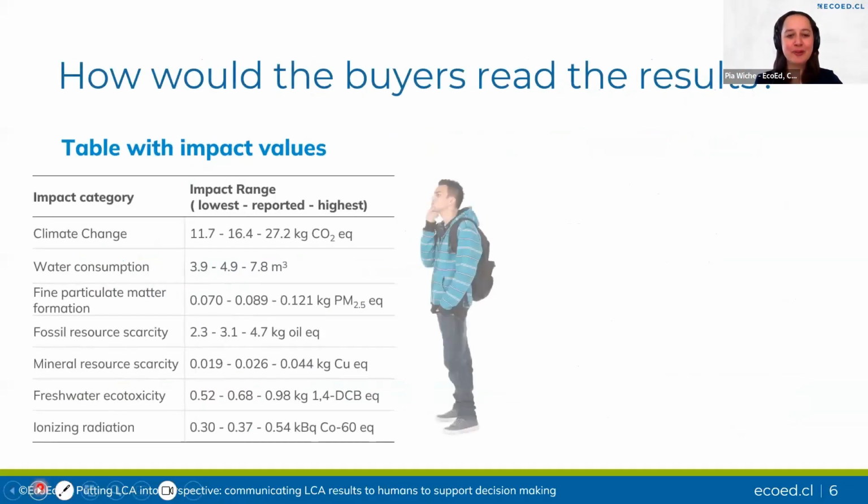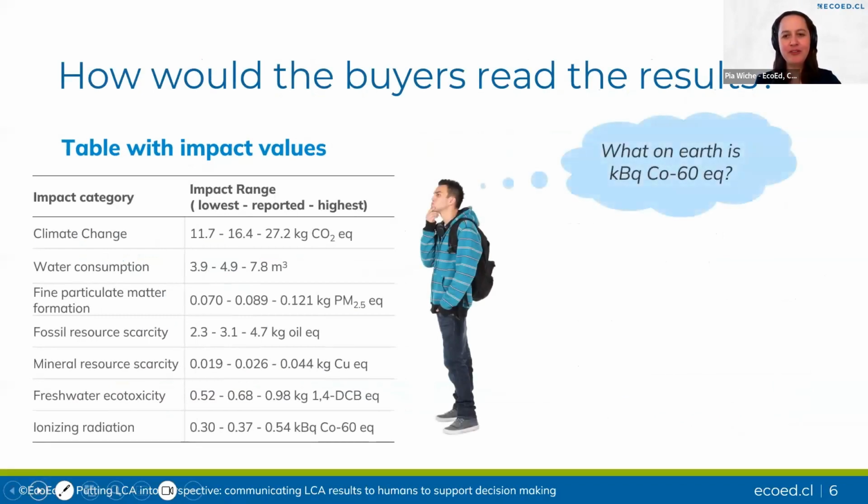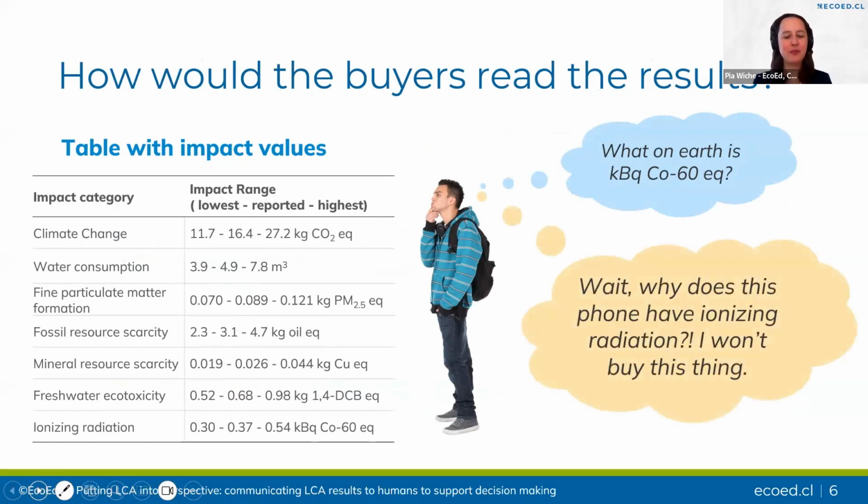So let's see how we worked with this. First of all, what on earth is a becquerel equivalent? I mean, this is very weird. And wait, why does this phone have ionizing radiation? I'm not gonna buy this thing. So that's the first reaction that we got, and we actually got this from the client, so from the owner of the phone, right?